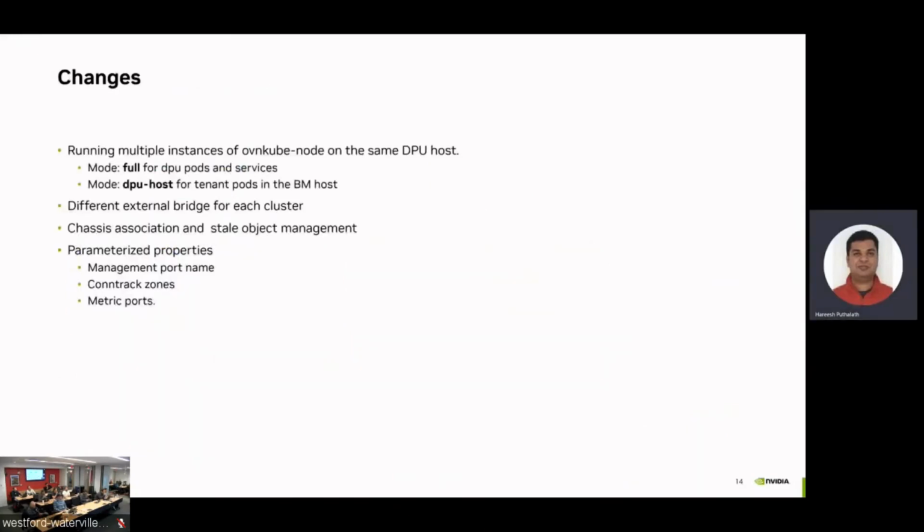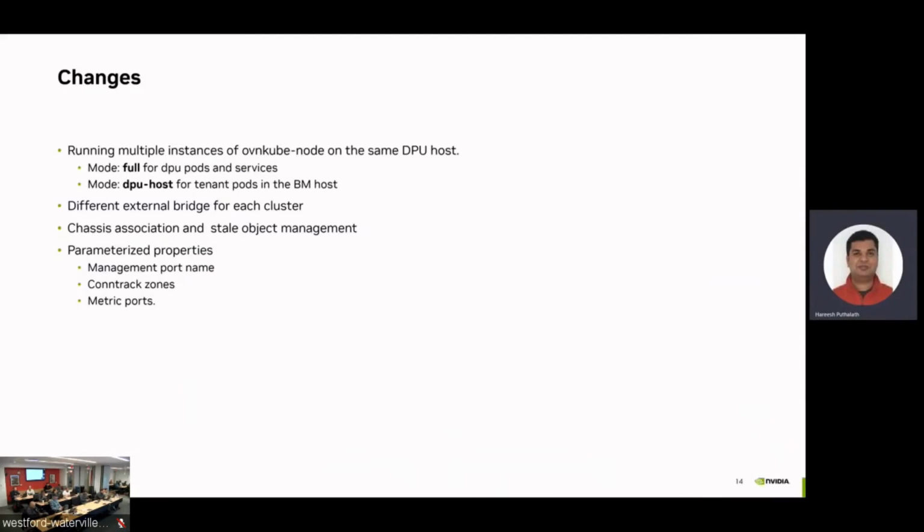To support the multi-cluster model as shown before, we need to run multiple instances of Ovn-kube node. We need to run the Ovn-kube node in DPU host mode for tenant pods, and we also need to run the Ovn-kube node in full mode for DPU pods. But two things need to be considered here: external network connectivity and chassis association in the southbound database.